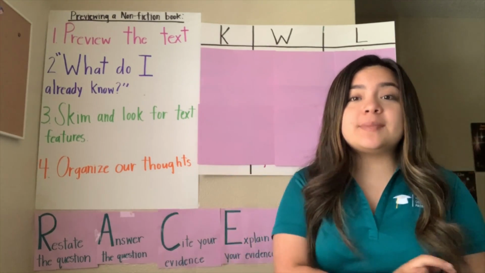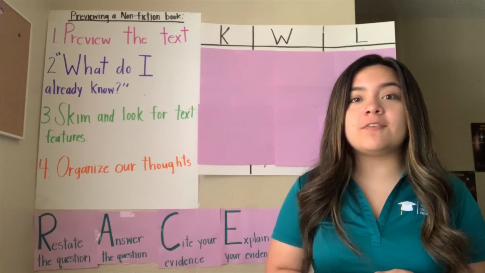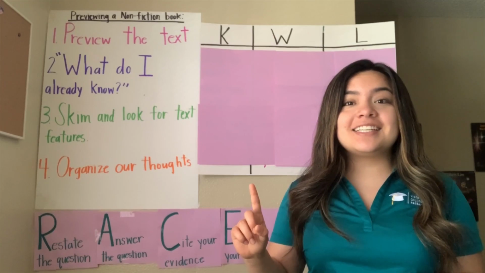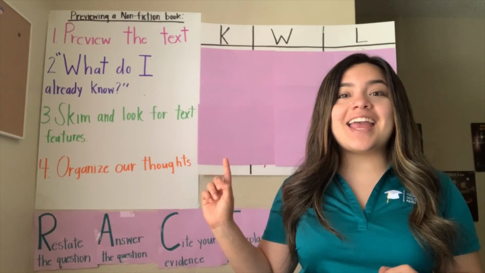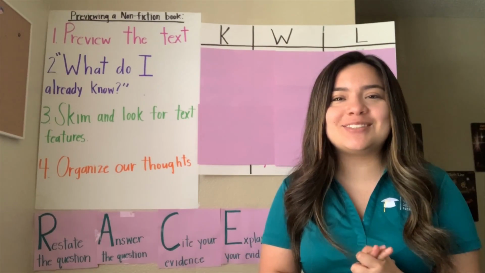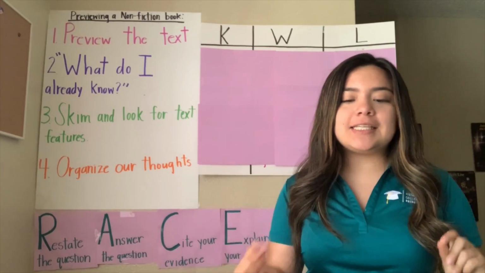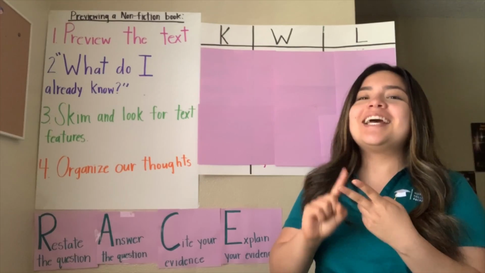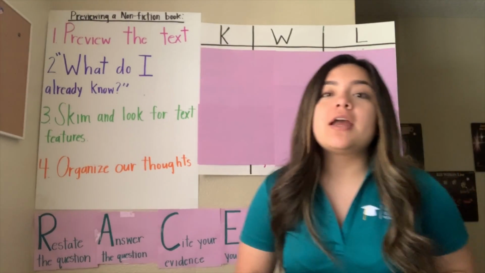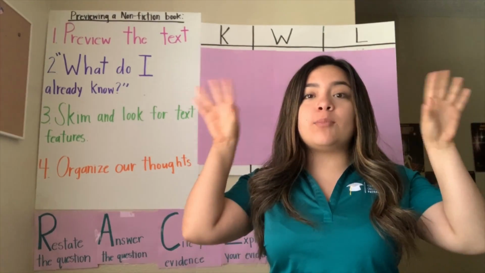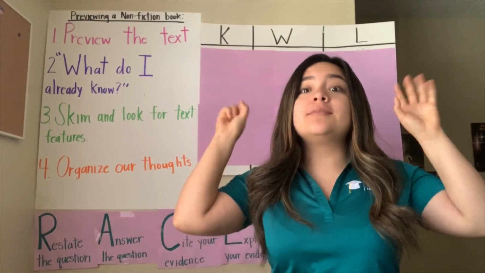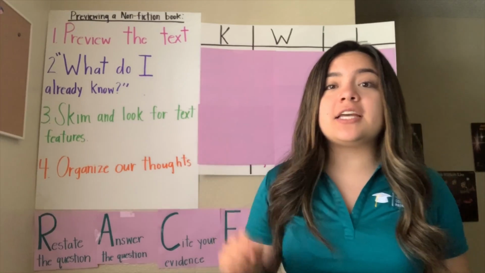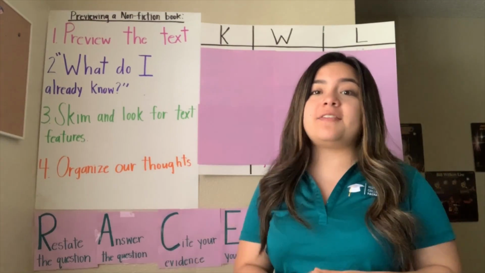Yeah, so some of the text features that we should be looking for are labels, diagrams, and Miss Luna just forgot the last one. Silly me. So labels, diagrams, and headings. There we go. Labels, diagrams, and headings. So remember, headings are large and bold text, and usually when we see our heading, it's telling us what the main idea of that page is.